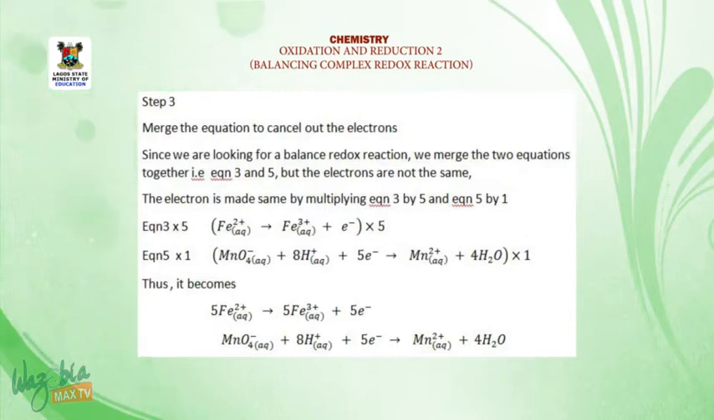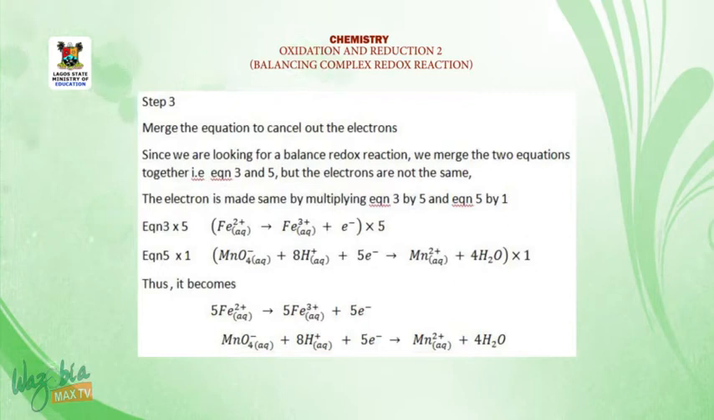Since we are looking for a balanced redox reaction, we match the two equations together, that is equation 3 and 5, but the electrons are not the same. The electrons are made the same by multiplying equation 3 by 5 and equation 5 by 1. Equation 3 then becomes 5 times (Fe2+ to Fe3+ + e-), and equation 5, multiplied by 1, is MnO4- + 8H+ + 5e- to give Mn2+ + 4 molecules of water.